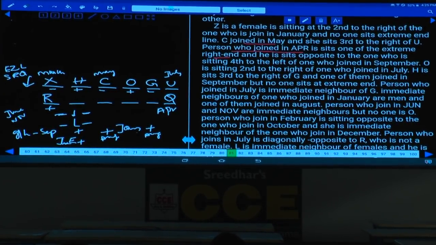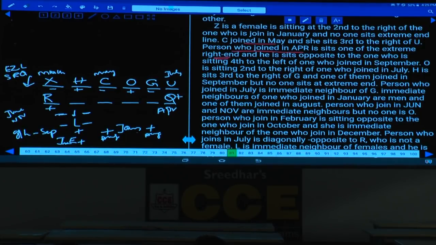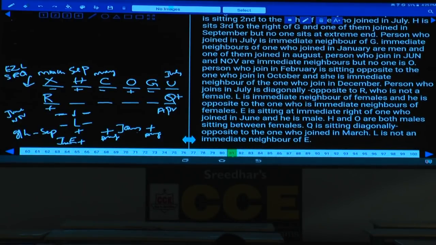If this is April, at one of the extreme right hand, this Q is a male, and he sits opposite to the one who is seated 4th to the left of the one who joined in September. This Q is opposite to U, and this U is 4th to the left of the one who joined in September. Are you following this one or not? Hence March, September, May, July were done, isn't it? Now we are left with the remaining. Then the males and females in the first row are valid. It's done. Now we have one more piece of information.